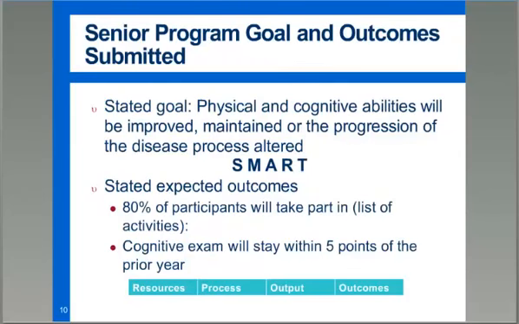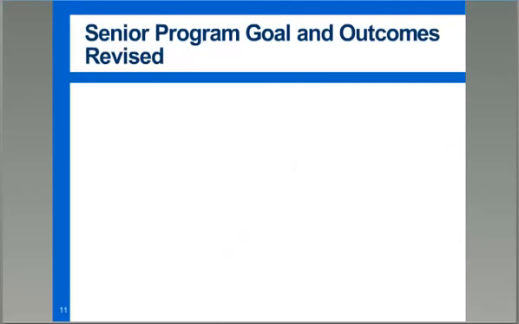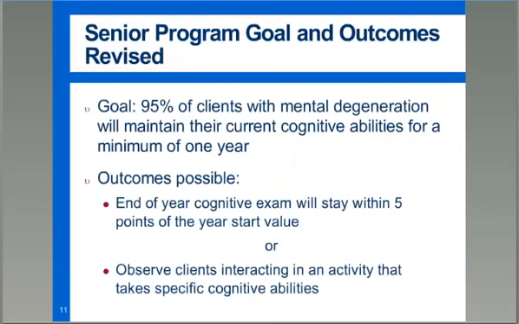And it doesn't tell us what the output of the efforts of the agency are in the program. It simply talks about the outcome. Let's look at revising these and see what we come up with. The goal could be stated as 90% of clients with mental degeneration will maintain their current cognitive abilities for a minimum of 1 year. This is a SMART goal.